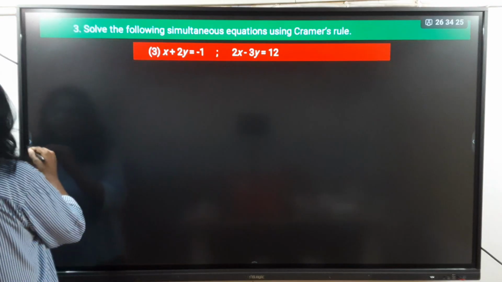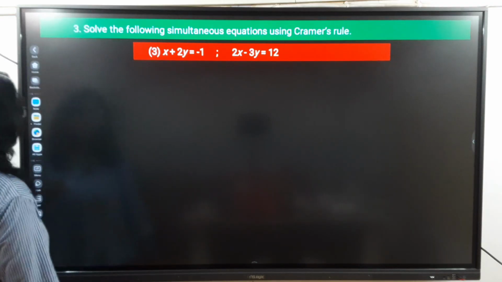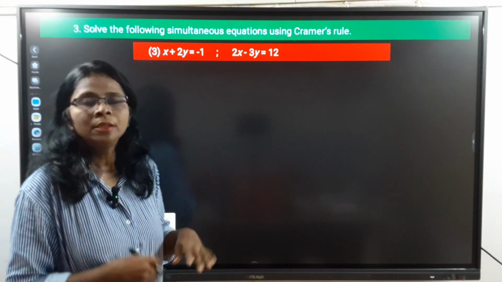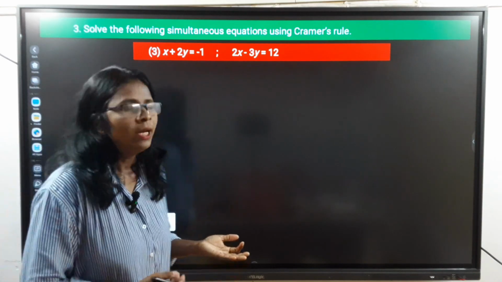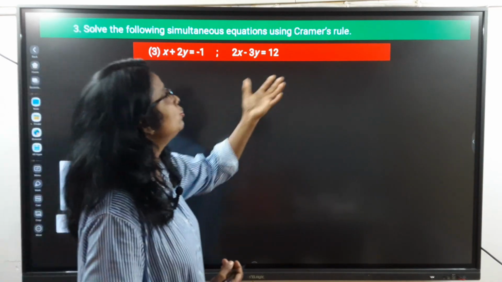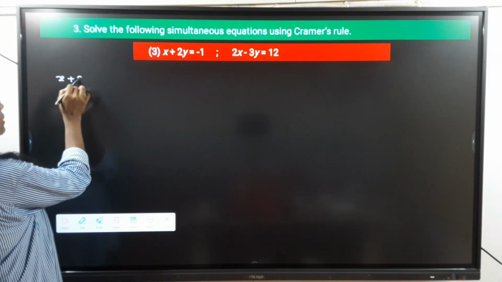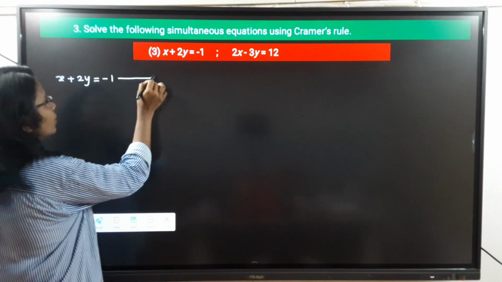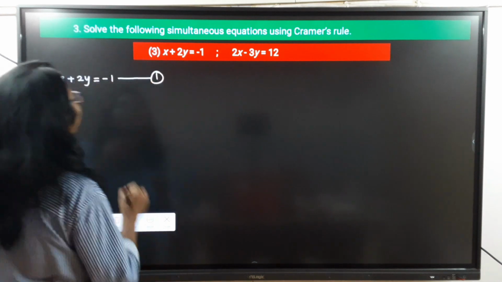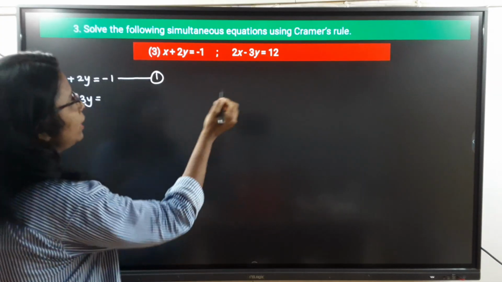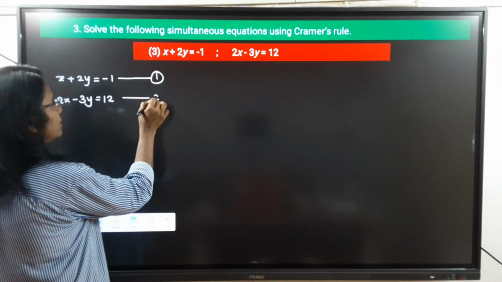So we do it stepwise. First, write down the equation as it is and convert it into the standard form, solving it using Cramer's rule. So first I write down x + 2y = -1, call it the first equation. Then 2x - 3y = 12, and call it the second equation.